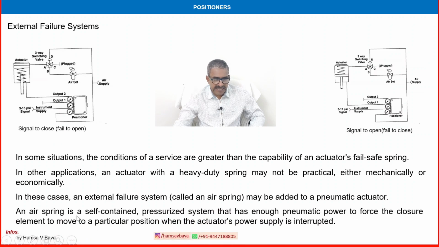An air spring is a self-contained pressurized system that has enough pneumatic power to force the closure element to move to a particular position when the actuator power supply is interrupted. That is also possible. Here it is air signal to open, fail to close, and this is fail to open. Both cases are there. Here the air signal is from the top and the piston is at the bottom. Here the piston is at the top. Air supply. This is fail to close and this is fail to open.